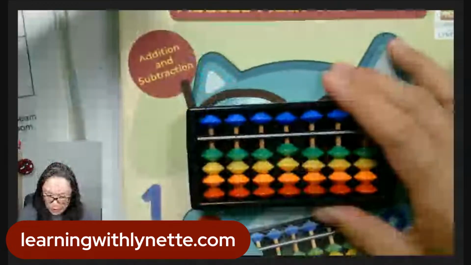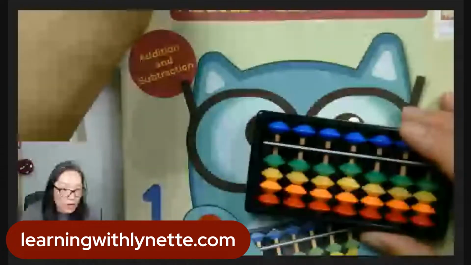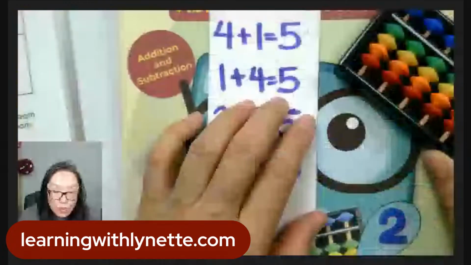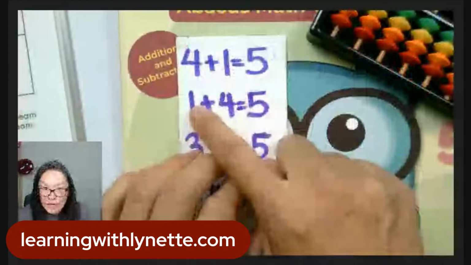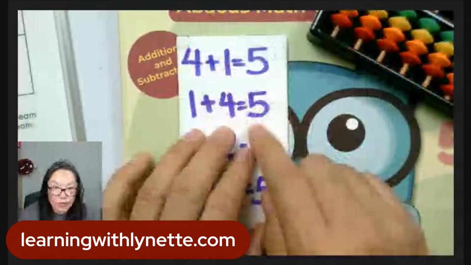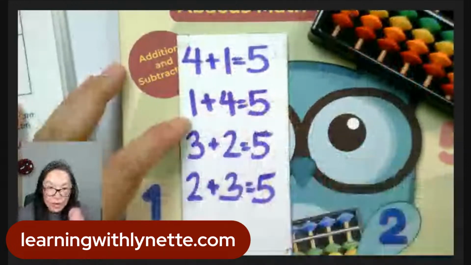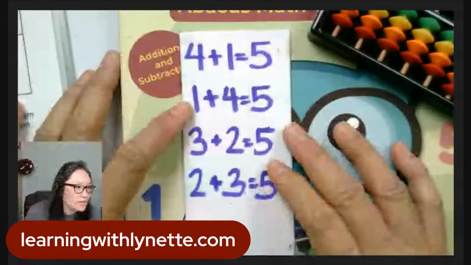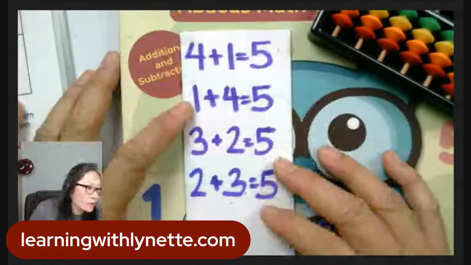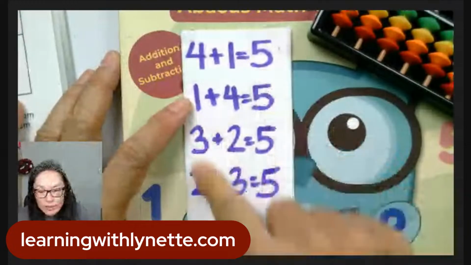I have a question for you guys. Why are we teaching children 1 plus 4? 4 plus 1 is equal to 5, and 1 plus 4 is equal to 5. Why are we teaching this to children? Why are we teaching the children how to make a 5? That's a question. It's not a rhetorical question. I really want to know. Is there a specific reason why we're doing this?